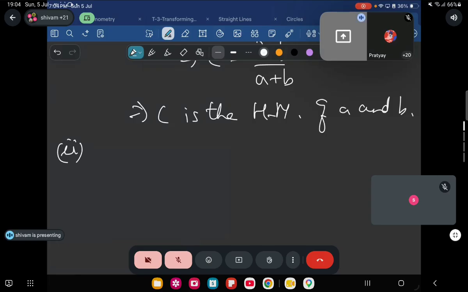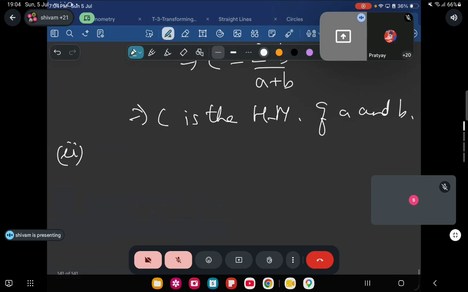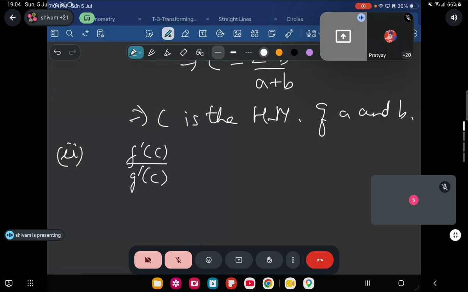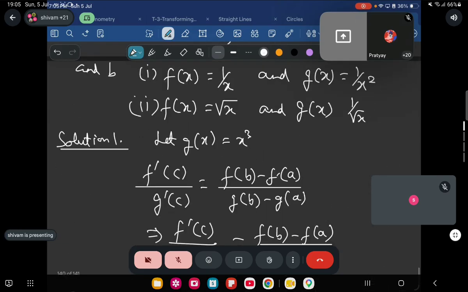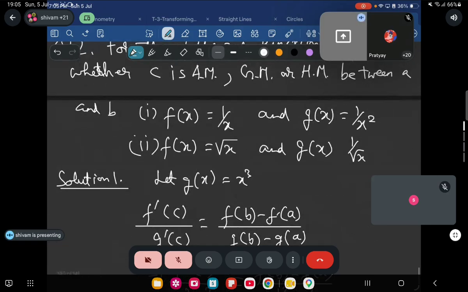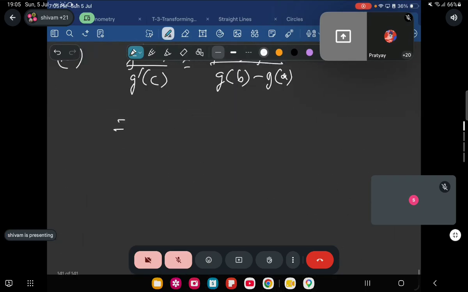Yes. Part 2, pay attention. Yes, Ronak, right answer. Part 2. Again, same thing. F dash C by G dash C is equal to f of B minus f of A upon G of B minus G of A. Okay, everyone, so let us start. What is f dash C, everyone? F dash C over here is 1 by 2 root over x.